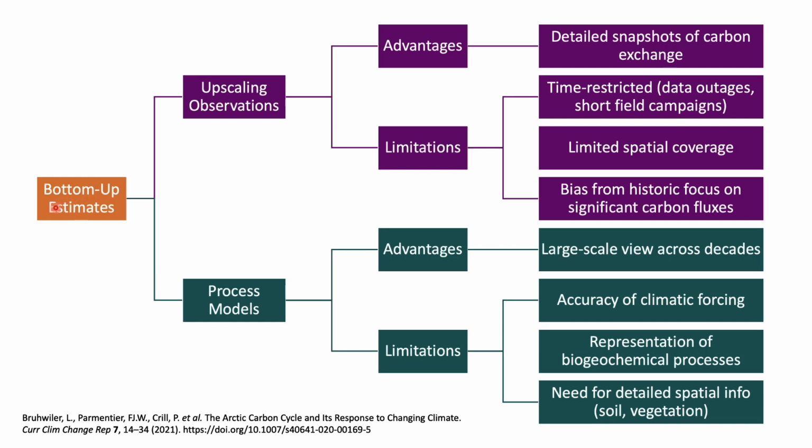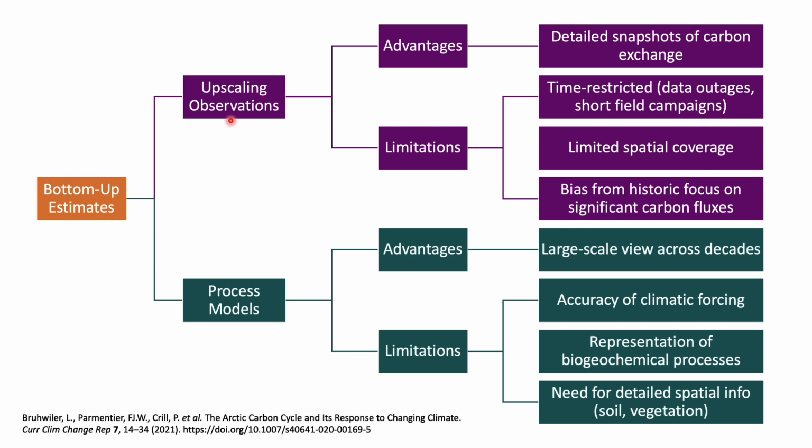So how do we measure these things? One is upscaling observations, the other is process models. By these two mechanisms, we can understand how the bottom-up processes are happening and estimate this particular process. One advantage is we can get a detailed snapshot of carbon exchange, and the major limitation is that it is time restricted: data outages and short field campaigns are the only things possible. We cannot monitor it completely, there is limited spatial coverage, and there is a bias from the historic focus on significant carbon fluxes.